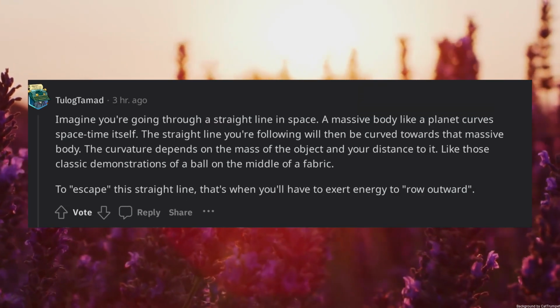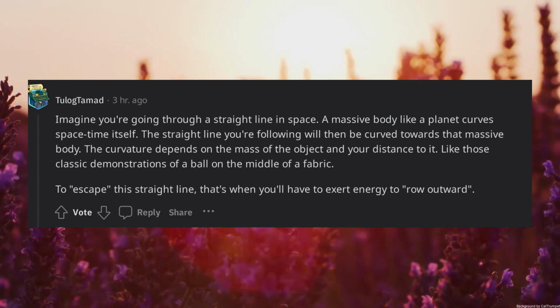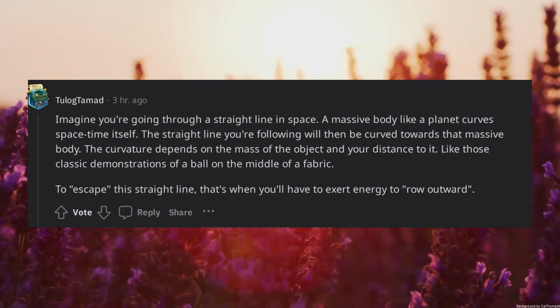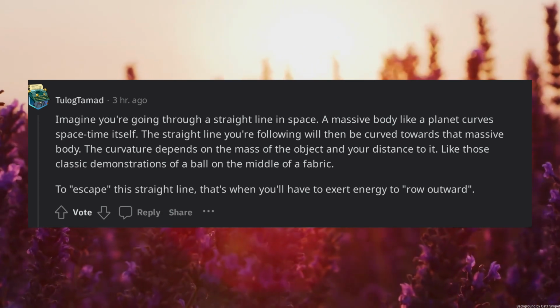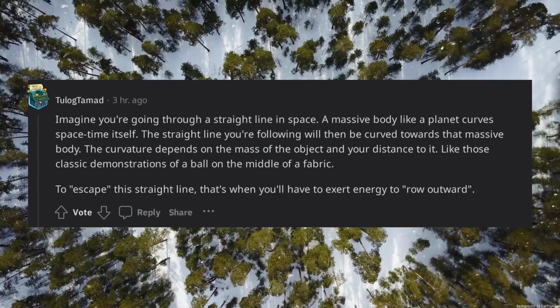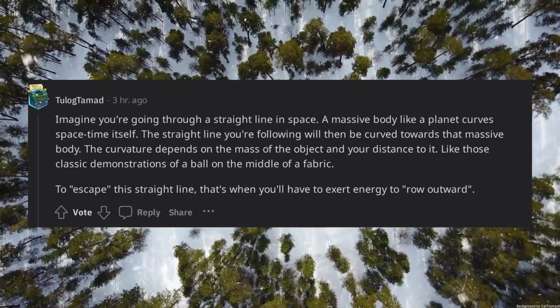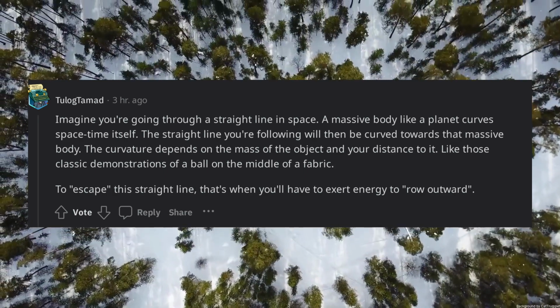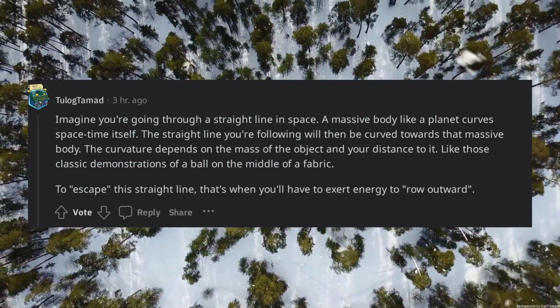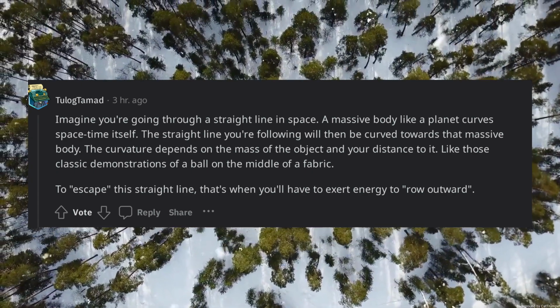Imagine you're going through a straight line in space. A massive body like a planet curves spacetime itself. The straight line you're following will then be curved towards that massive body. The curvature depends on the mass of the object and your distance to it. Like those classic demonstrations of a ball in the middle of a fabric. To escape this straight line, that's when you have to exert energy to roll outward.